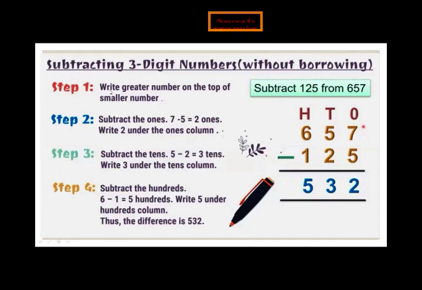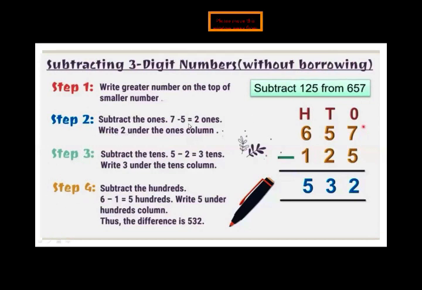Step 1. Write the greater number on the top of the smaller number, because if the upper digit is smaller than the lower digit, then you need to take borrow from another digit. But here you see what's step 1, that write the greater number on the top and the smaller number below. Step number 2, subtract the ones. First of all, you have to subtract the ones, then tens, and then hundreds.